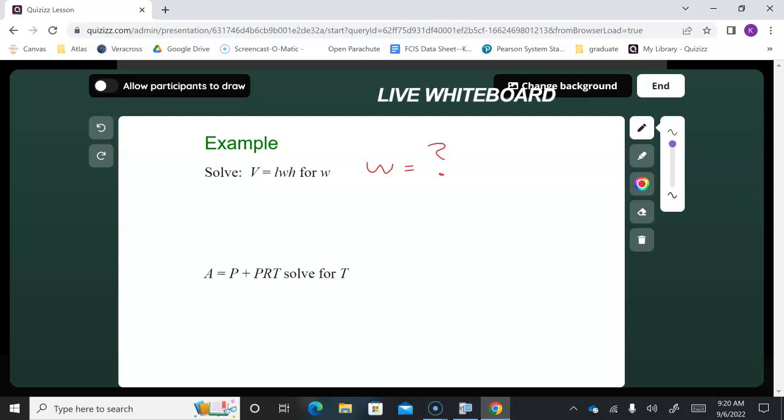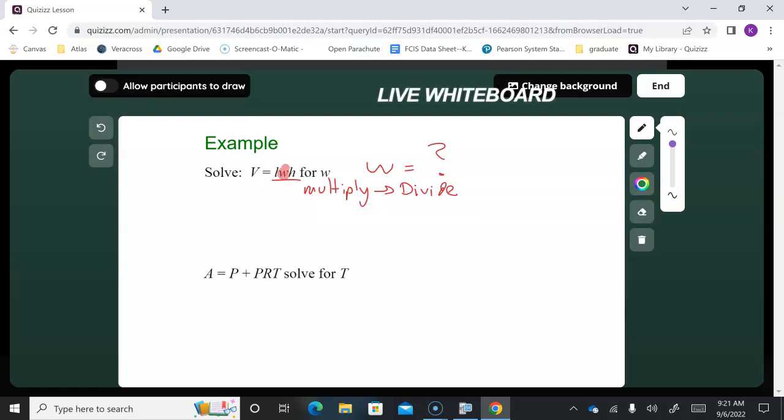Okay? So first I want you to look and say, okay, well, if I'm trying to isolate W, there's W, let's isolate W. What operations do I have happening to W? L and H is what? Well, what operation? Multiplication, okay? So L is being multiplied by W, and H is being multiplied by W. So I have multiplication. How do I undo multiplication? Division.